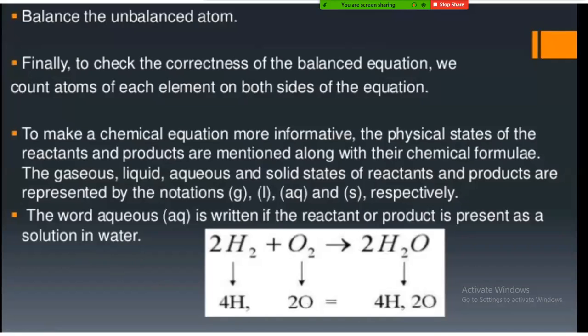Clear on this one, everyone? Especially some of the salts that we deal with, they will be soluble in water and then only the reaction will occur. So there we will have to mention aq, aqueous. Yes, all clear on this one?